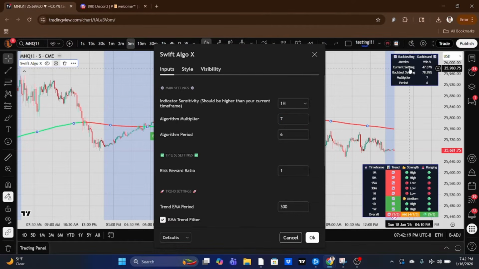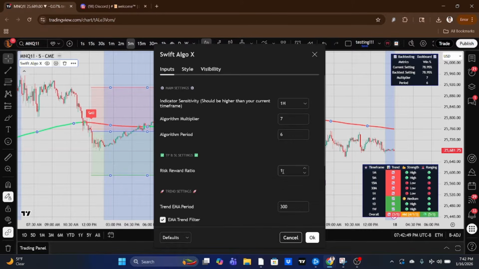Because the current setting has to match the backtest setting. Before, we had to do it manually with backtest sets number 1 to 6, but because of that update, it now auto detects it. So you no longer have to find it manually by going through backtest set number 1 to 6. It's been removed. Now it auto detects the best settings for you.